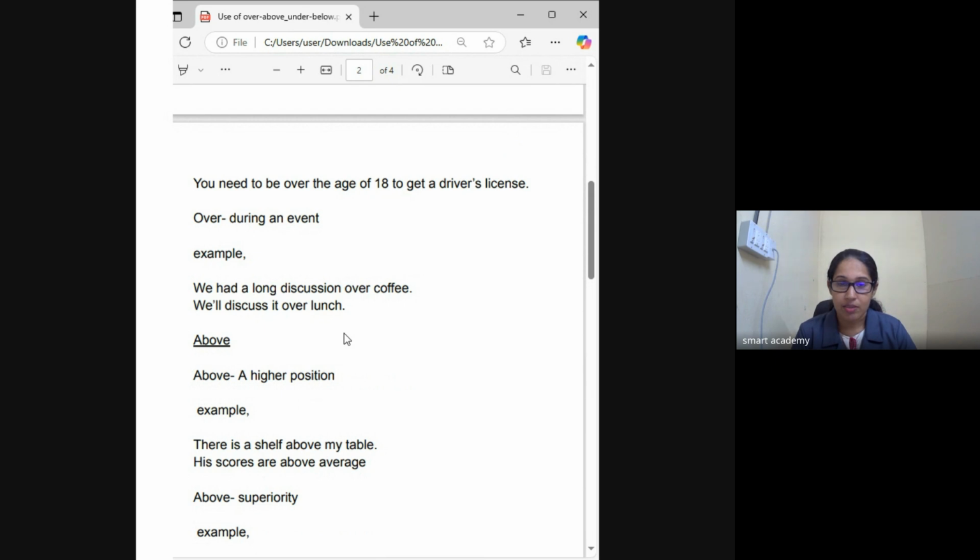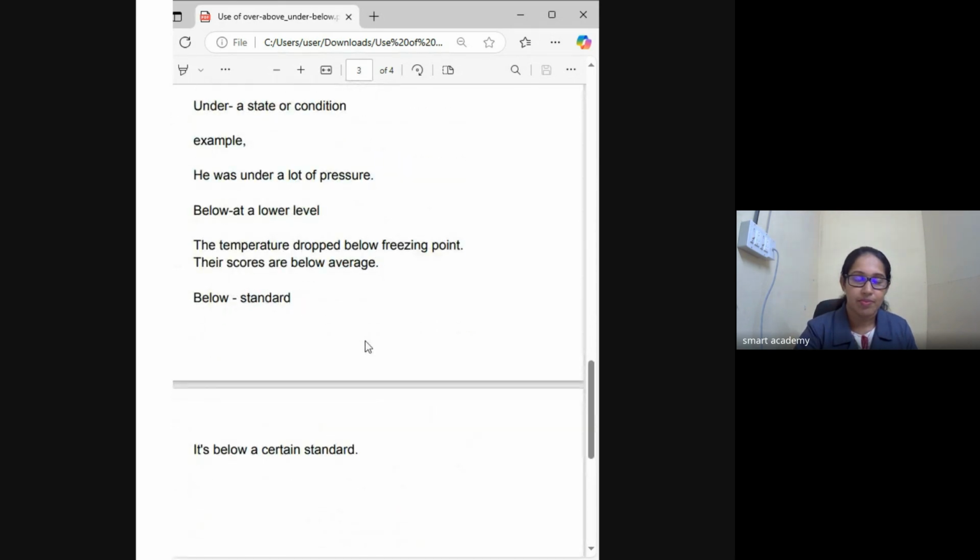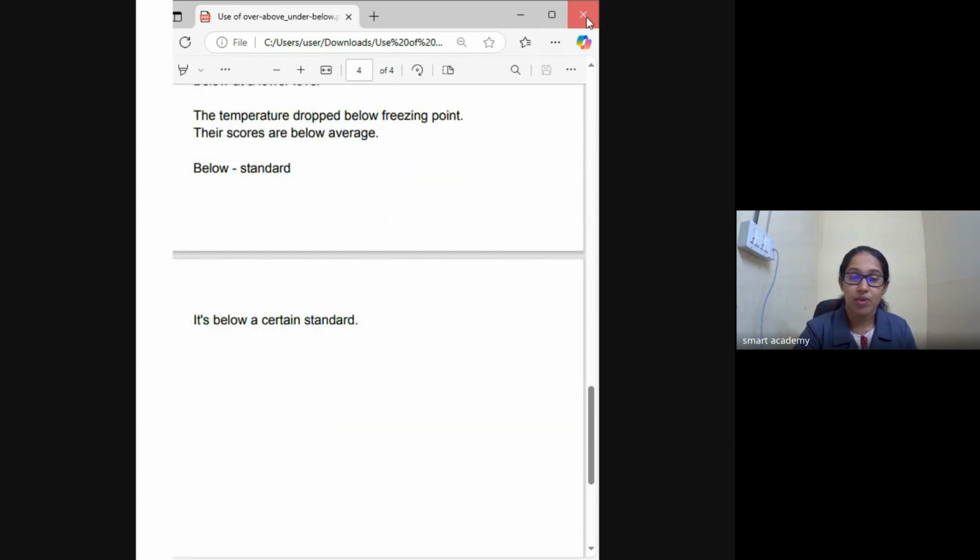The next one: we discussed under and below. Under means directly beneath something. Below means it could be anywhere. There is no need for direct contact between these two objects. It could be anywhere, at a lower level. Is it clear to all?